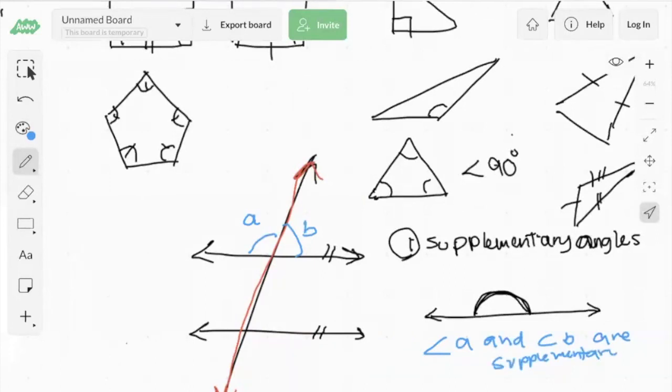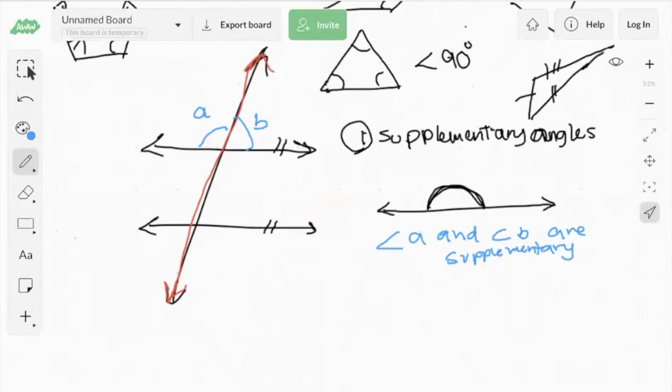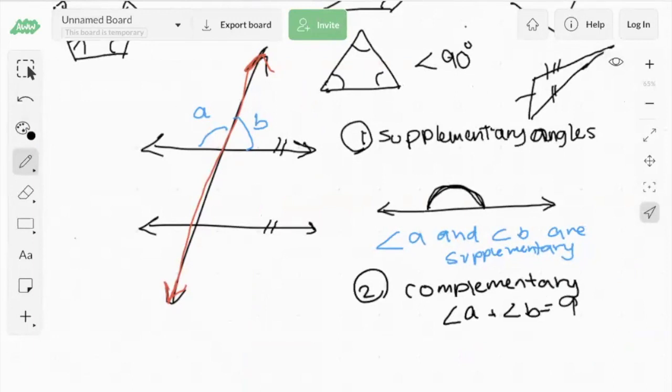The other angle relationship is complementary. It's not in this transversal graph, but it's basically the same thing as supplementary, except complementary angles add up to 90 degrees, so angle A plus angle B would equal 90 degrees.